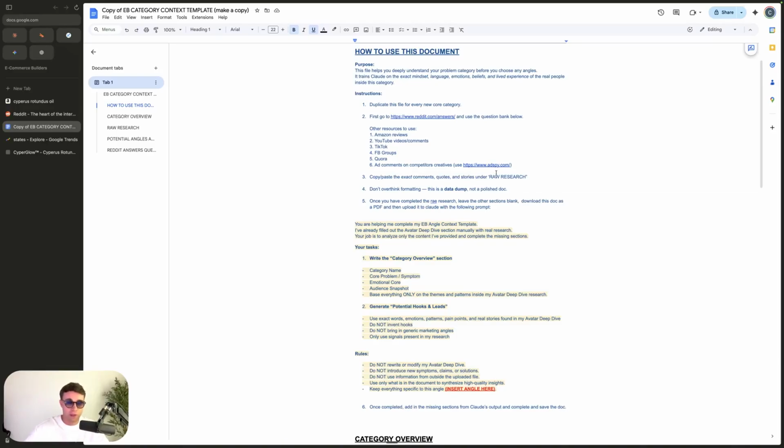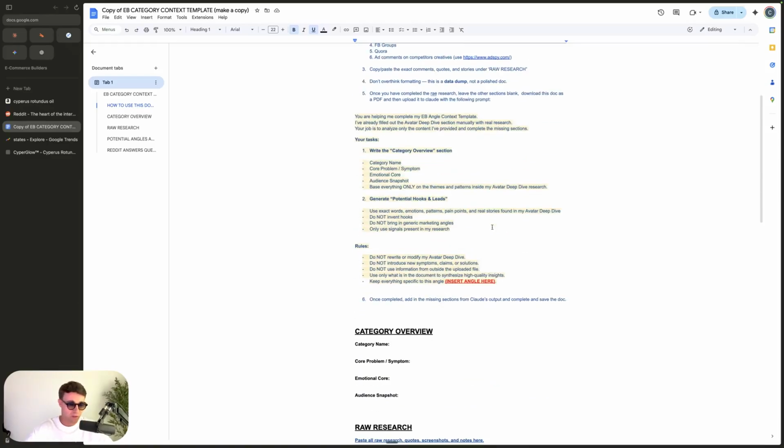So you can use a tool like AdSpy, which actually redirects to the competitor's original Facebook post. So you can see all of the comments, what people are saying about the product, what people are saying about the pain points that they have. You can just find a ton of valuable information in there. And that's what you initially want to start working with.